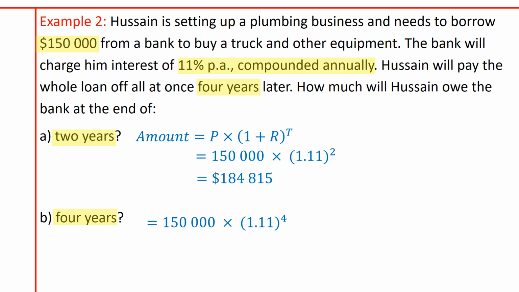Again, that's to the power of 4. Put that into your calculator. Whoops, sorry. And you should have got $227,710.56, rounding it to 2 decimal places, as that makes sense because we're dealing with money.